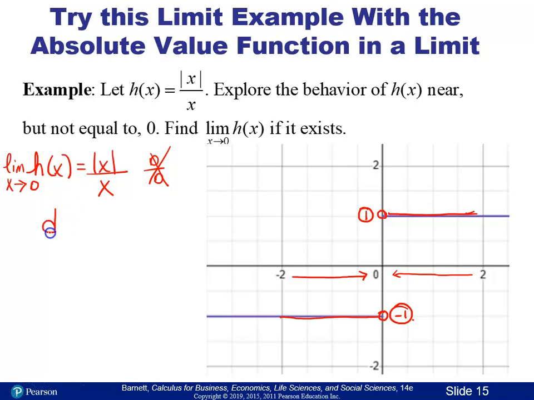So what we have to say is that the limit does not exist, and we'll abbreviate that simply DNE. Okay, so anytime one side of the limit does not equal the other side of the limit, we have to say that the limit does not exist.